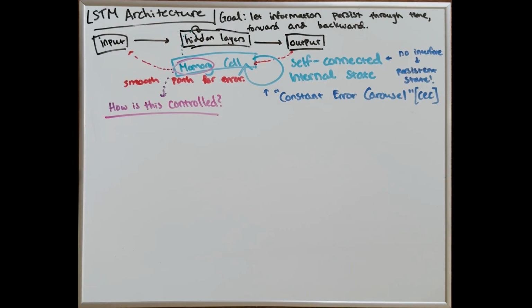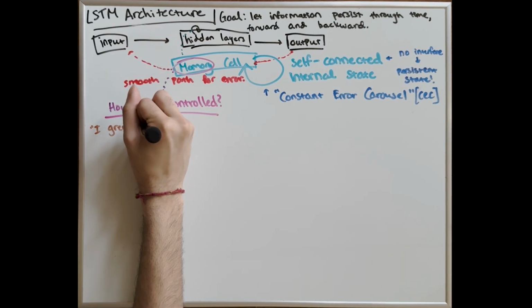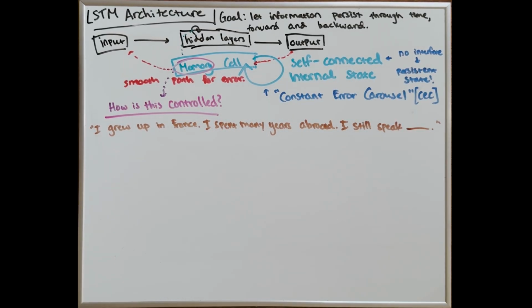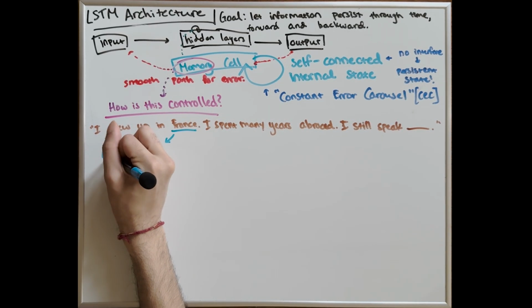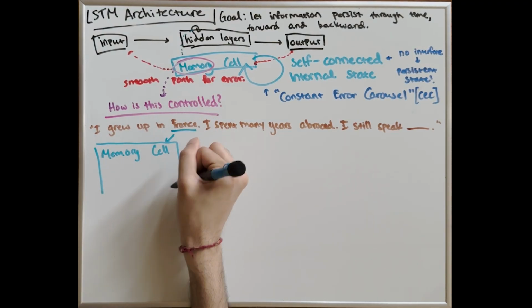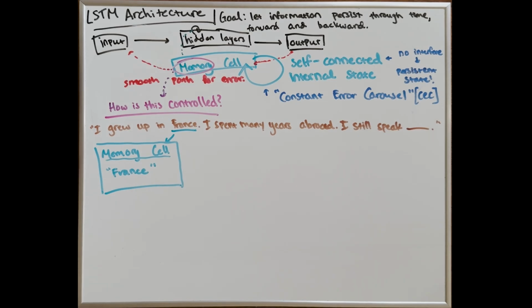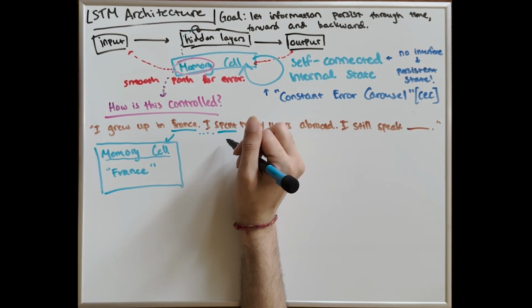Suppose the network is reading a sequence similar to what we saw at the beginning of the video. I grew up in France. I spent many years abroad. I still speak fluent blank. And let's just assume for now, early in processing, the memory cell stored an internal state related to France. Now imagine what happens as the sequence continues. Let's say we're on the word spent. What should happen in the memory cell now?